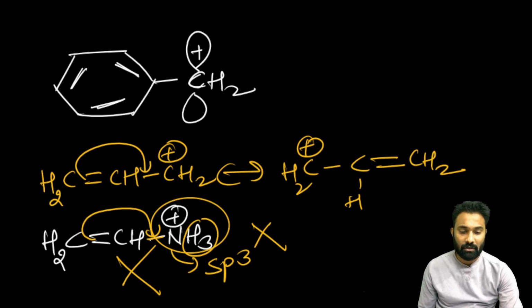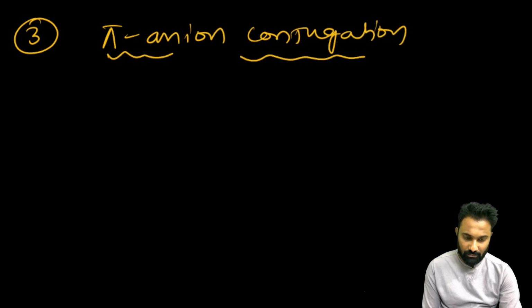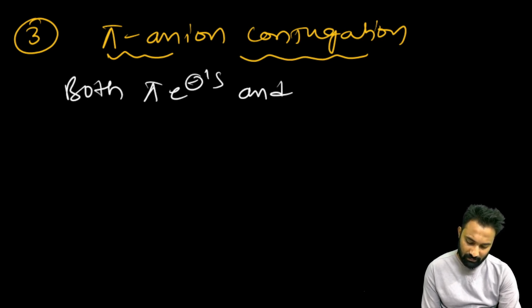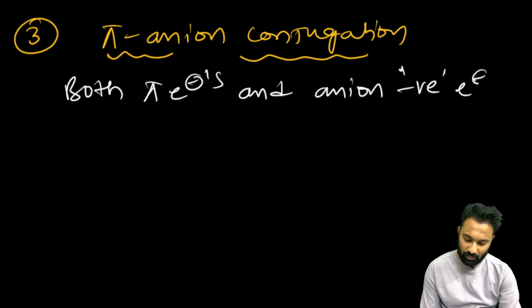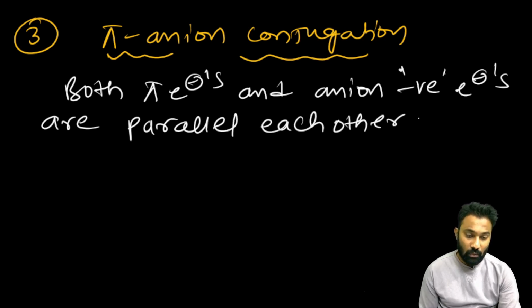The next type of delocalization that we are going to see, third, is pi and anion conjugation. In this pi and anion conjugation, both the pi electrons and the negatively charged anion electrons are parallel to each other. That's the reason delocalization is happening. See how they are parallel to each other.